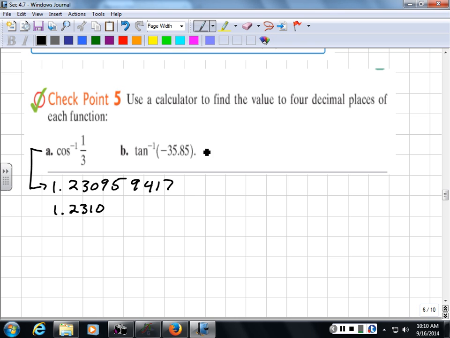And this is equal to negative 1.5429 rounded. And technically I should be putting the approximately equal to sign in front of it.